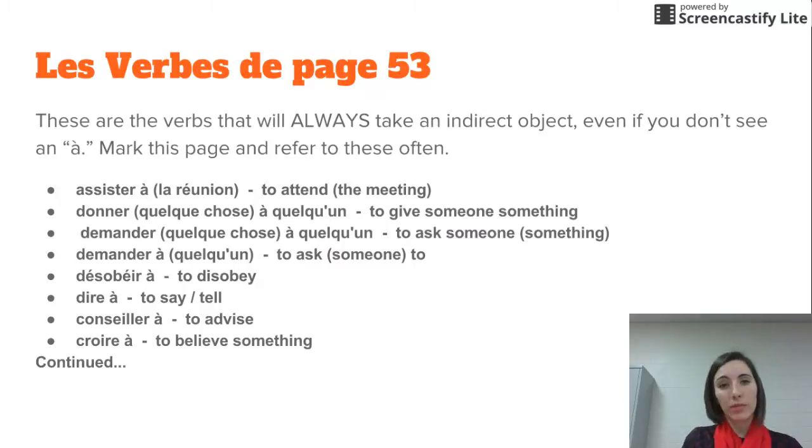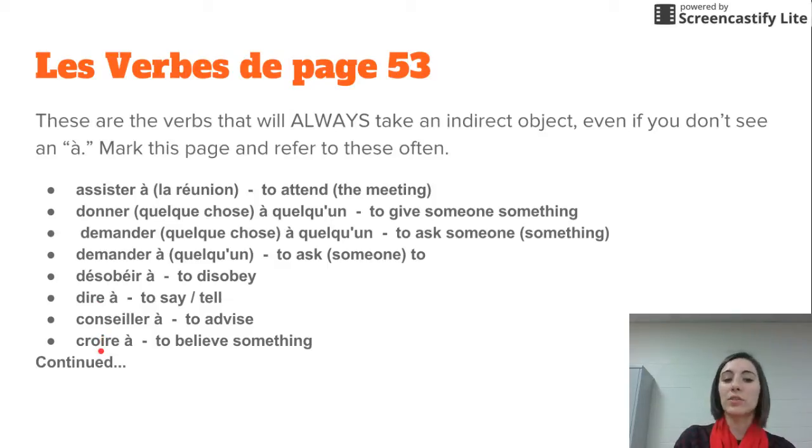Now, there are some verbs that will always indicate that they need an indirect object pronoun. So you need to memorize this list of verbs and refer to it often. We're going to call it les verbes de page 53. So we have assister à, which means to attend. If we want to say to attend the meeting, assister à la réunion. Donner quelque chose à quelqu'un, to give someone something. Demander à quelqu'un, to ask someone. Demander quelque chose à quelqu'un, to ask someone something. Désobéir à, which is to disobey. Dire à, which is to say or to tell. Conseiller à is to advise.